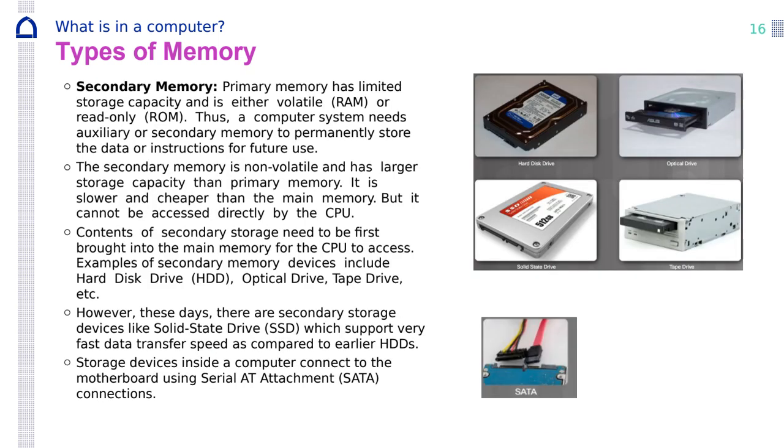We have secondary memory. This is like the hard disk. Okay. All right. And secondary can be volatile or non-volatile, but it has larger capacity. Okay. We have HDD, hard disk, optical drive, tape drive. These are all examples. We have also SSD.